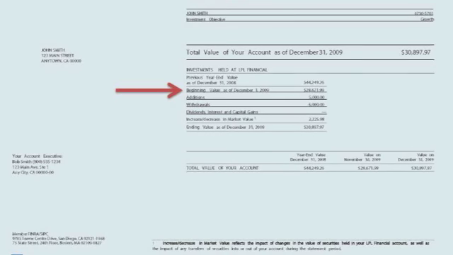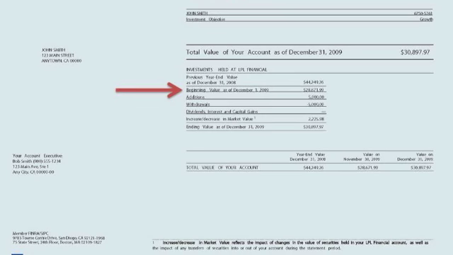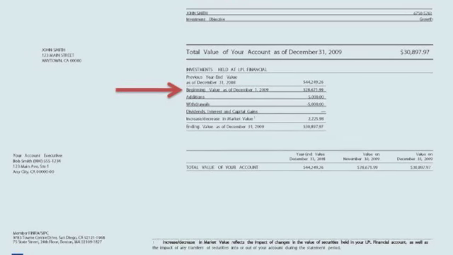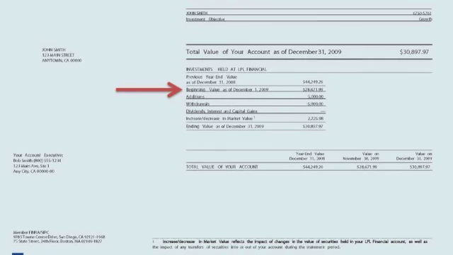LPL sends you a statement each month covering the last calendar month. The first thing you see is the grand total of your assets held at LPL on the last day of the month, and this is probably where most people stop reading. But we are going to keep going.